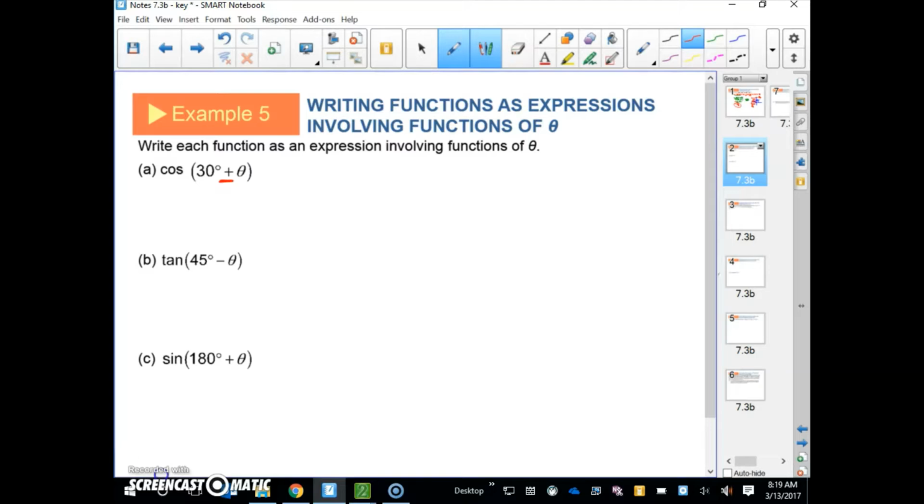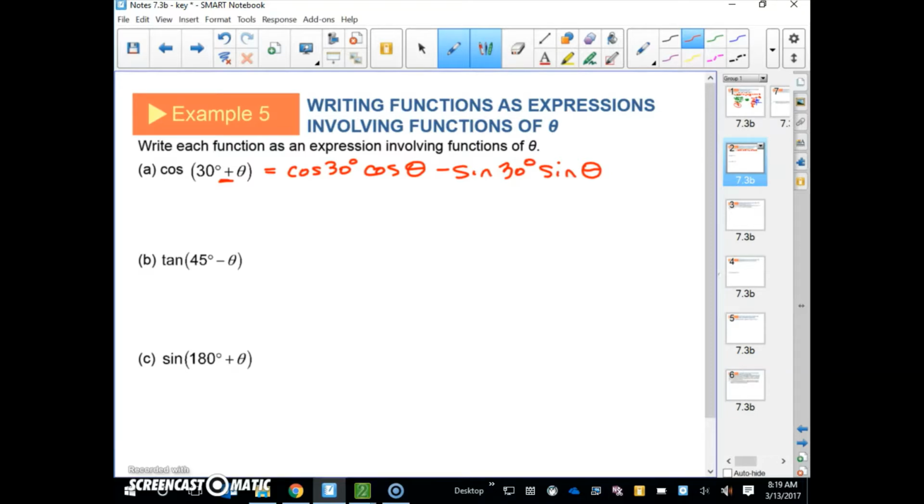This is a cosine sum, and the cosine sum formula says cosine of the first, cosine of the second, minus sine of the first, sine of the second. Formula sheet, make sure that's right. Cosine, cosine, minus sine, sine. It's not that hard to memorize. I'm not going to force you to memorize it. It's not really that hard to memorize.